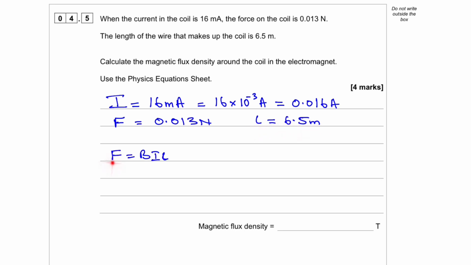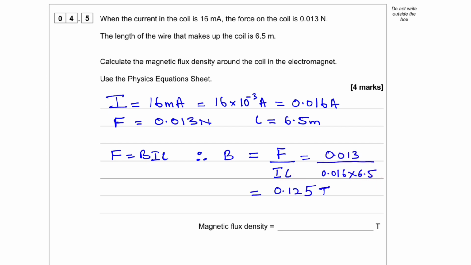Applying the force equation for the magnetic field, force in the magnetic field is B-I-L. I is the current, B is the magnetic flux density, L is the length. Therefore, we're looking for B. B equals force over current times length. If we populate it with the values, we get the value for B to be 0.125 Tesla. So finally, magnetic flux density equals 0.125 Tesla.